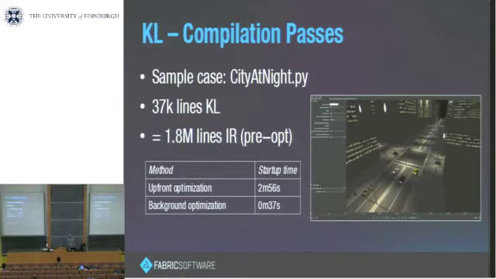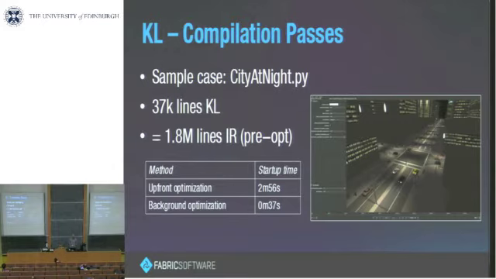I like numbers, so I'm going to go through a few numbers in a few different ways here. This is just the first one, but this is a sample case with one of our demo apps. It's called City at Night, and it shows a few interesting things about our real-time renderer. It shows some cars moving around, they shine lights, they cast shadows, there's motion blur on the cars, so some nice features.